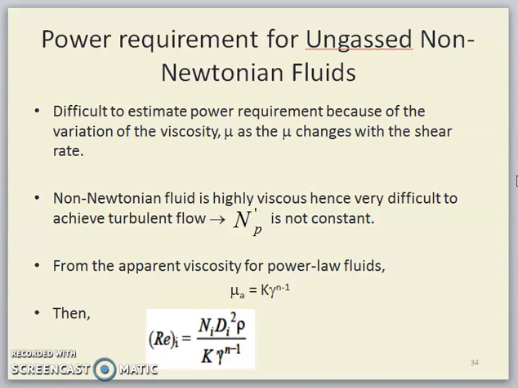From the apparent viscosity for power law fluid, okay, using the equations here, then you have that the Reynolds number is equal to the equation shown here. Okay, because we know that the non-Newtonian fluid is very viscous. So in the fermentation or the production of a non-Newtonian fluid product, as time increases, the viscosity of the fluid will increase.